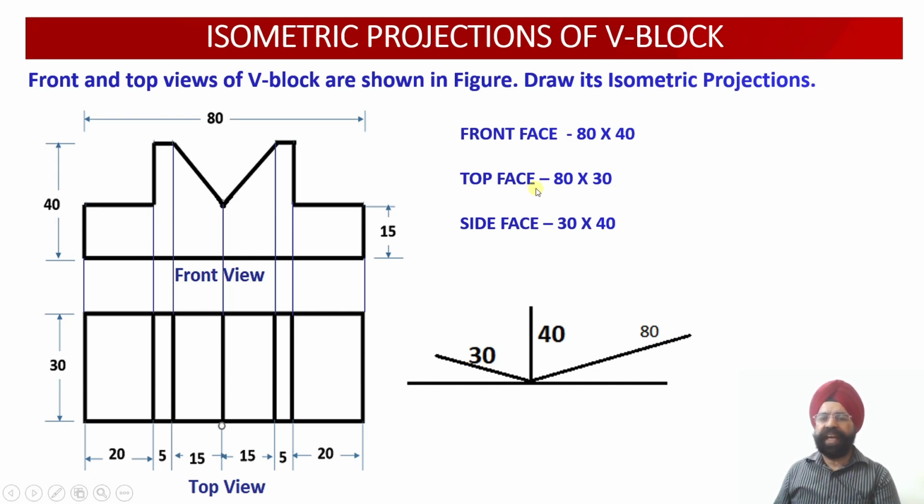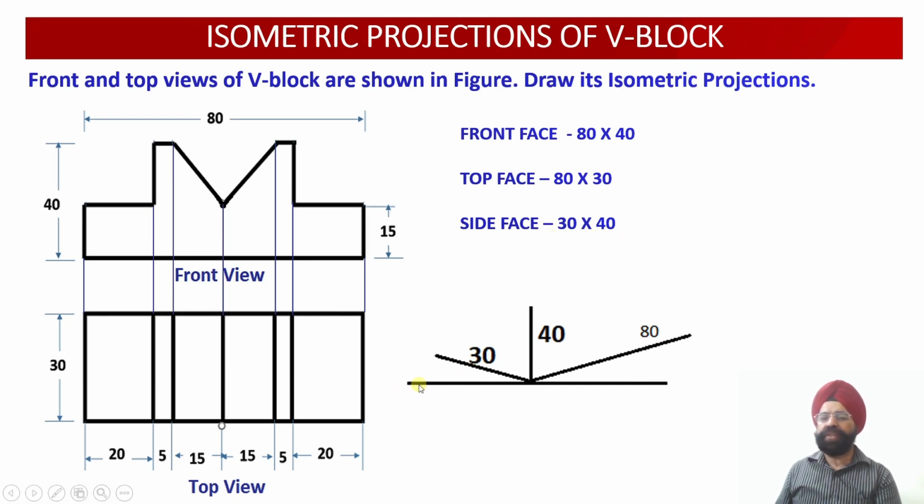Now regarding the side view, please check, this is the width of the solid. So the width will be 30 millimeter, and the side view will also show, besides this width, the height of the solid. The height of the solid happens to be 40 millimeter. So the size of the rectangle which is going to show the side view should be 30 millimeter by 40 millimeter.